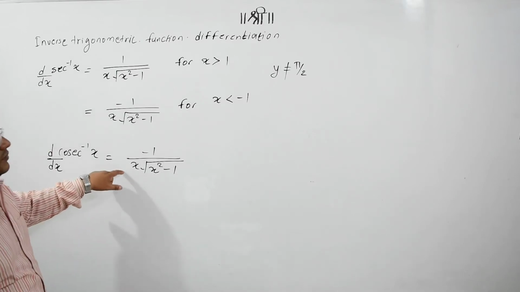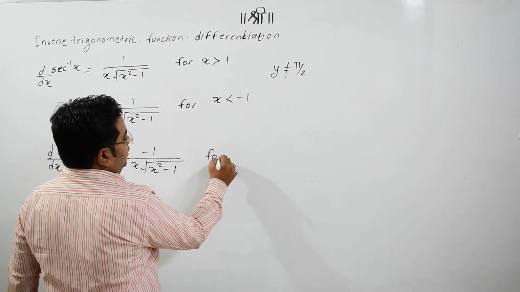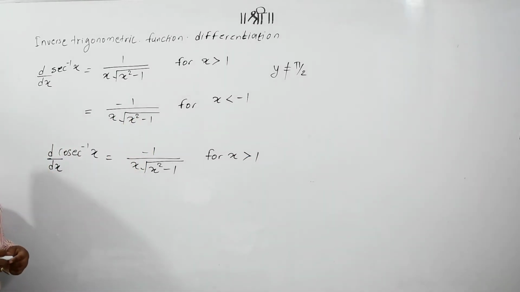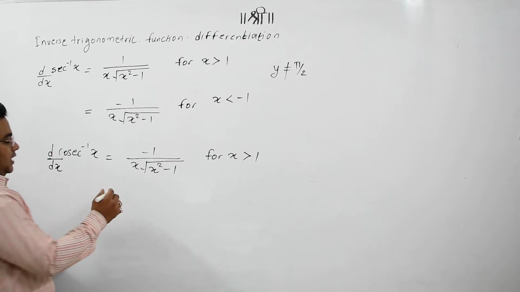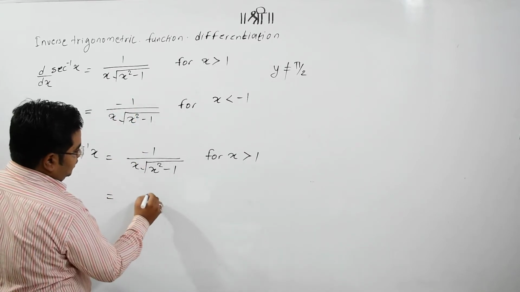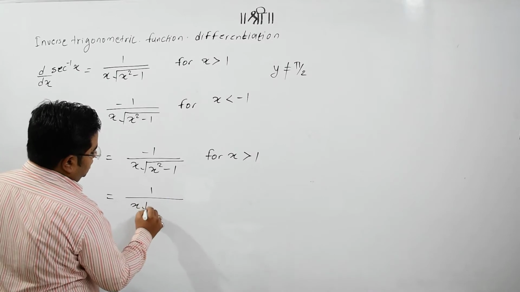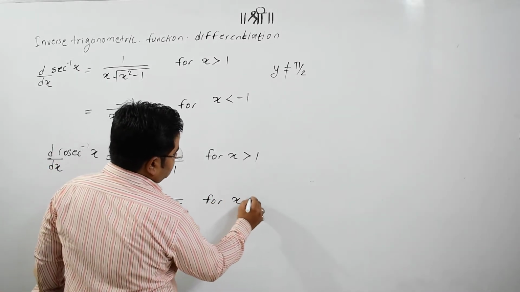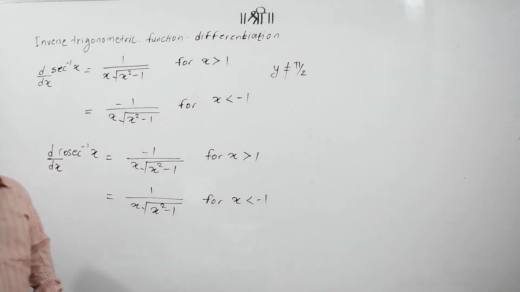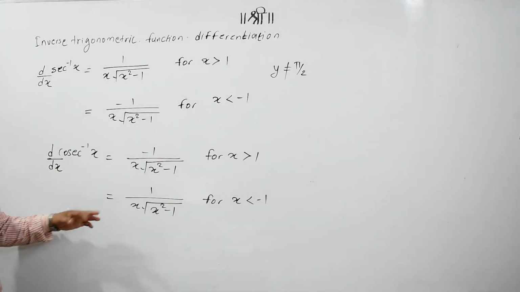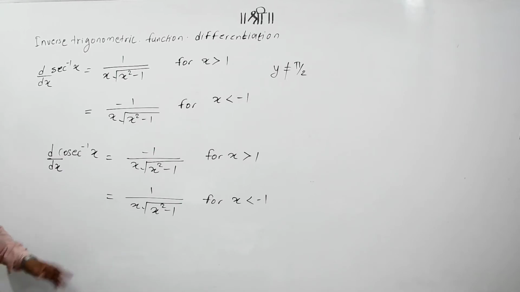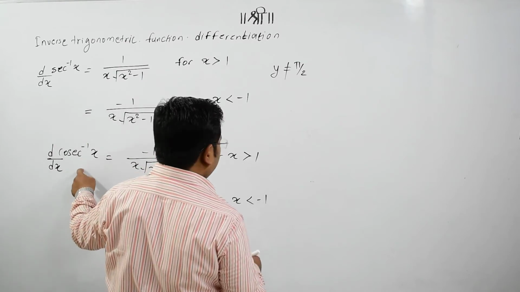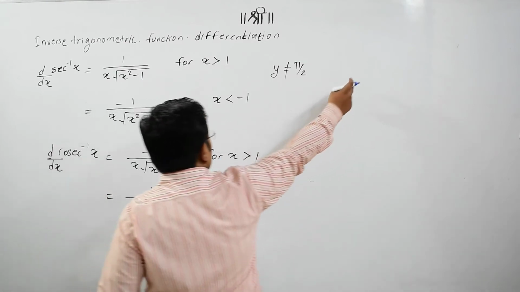Now what should be the condition of that x? x greater than 1. Just check whether it is correct or wrong. Correct. Now next step, again I will take the value 1 upon x under root x square minus 1 for x less than minus 1. Very interesting. It is simple to understand and simple to memorize. But what you need to understand is this is dealing with cos and this is dealing with sine, as I told you initially.